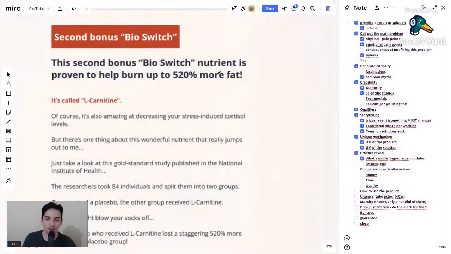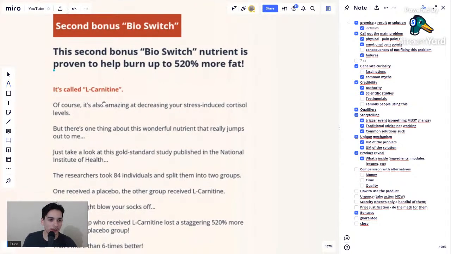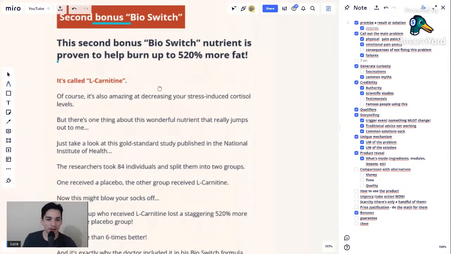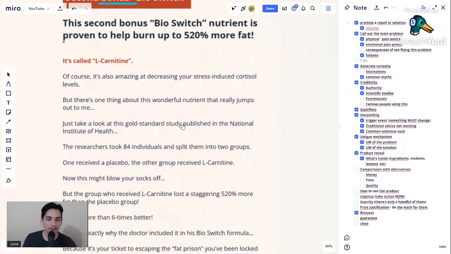Second bonus, BioSwitch. I don't think it comes here as a bonus, because I have bonuses here. I'm going to click it simply because it says bonus here, but I don't really consider the ingredients bonuses. If this product came with a guide on how to lose weight, or a nutrition plan, or a book, or a PDF, or some other product added to this offer, that would be a bonus. So I don't really consider this a bonus.